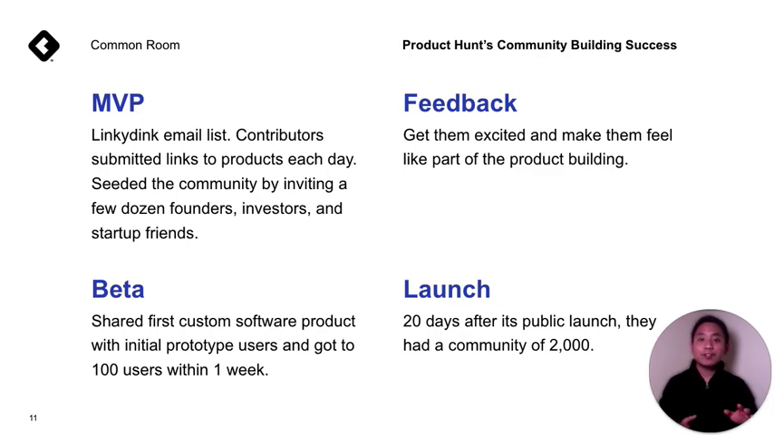So in terms of product lifecycle, you can think of it this way. During the prototype stage, what they did is collect a list of email lists and put it together in a distribution. They started getting referral links of products that can be added to the catalog. So they invited a few founders, investors, and startup friends who can help contribute to that. And along the way, they started collecting more feedback, and that got people excited because they feel that they're part of the product building process.